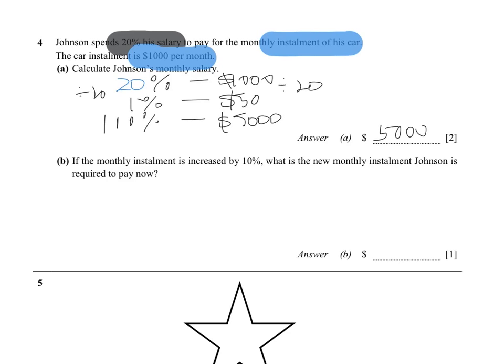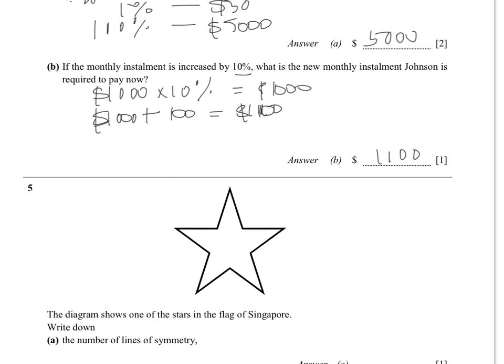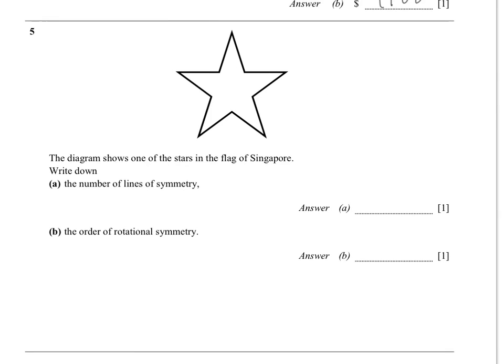Remember to write your answer in the space provided. Now the monthly installment is increased by 10%, so it means that 10% of his $1,000 is actually $100. So what is the new monthly installment? So it will be $1,000 plus $100, so it's a total of $1,100. Very straightforward.